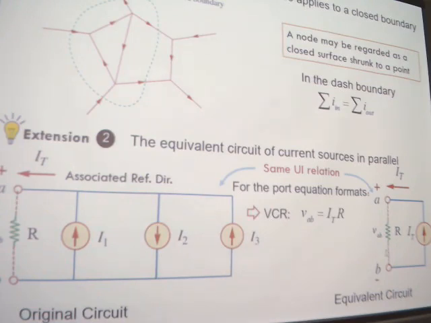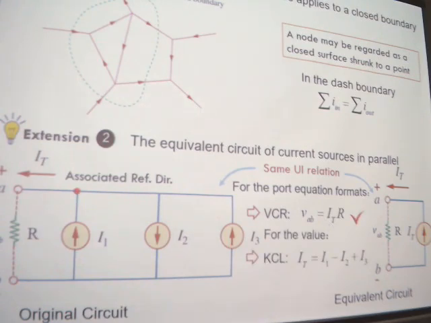We can focus on this resistance. We can see from the VCR, you know what VCR is for? Voltage current relation. Okay. So the VAB for a resistance, we know it's Ohm's law, right? V equals I R. Okay. So our VCR is VAB equal to IT times R.